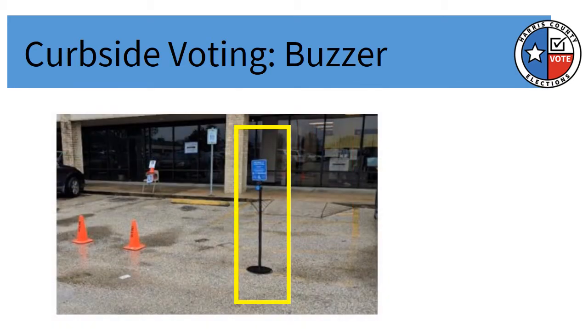Here's an example of a correctly placed buzzer. The buzzer is on the curb, so it doesn't block traffic and is reachable by a driver. This is also an example of a buzzer and voting area placed in different locations. When a voter presses the buzzer, the election worker monitoring the receiver will direct them to the curbside voting area.